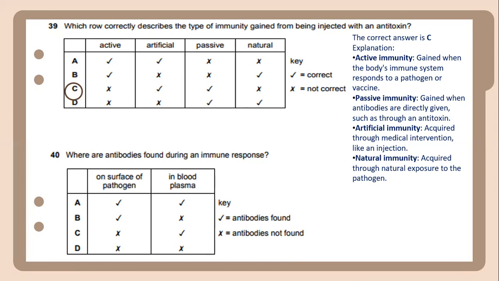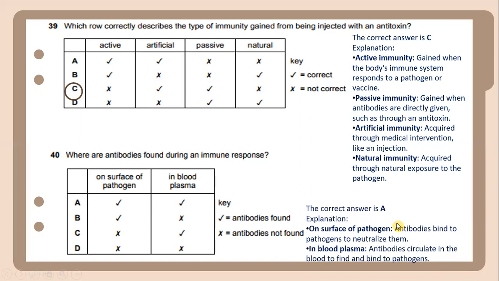And 40, where are antibodies found during an immune response? The correct answer will be A. On the surface of pathogens, antibodies bind to the pathogen to neutralize them. And in blood plasma, antibodies circulate in the blood to find and bind to pathogens.